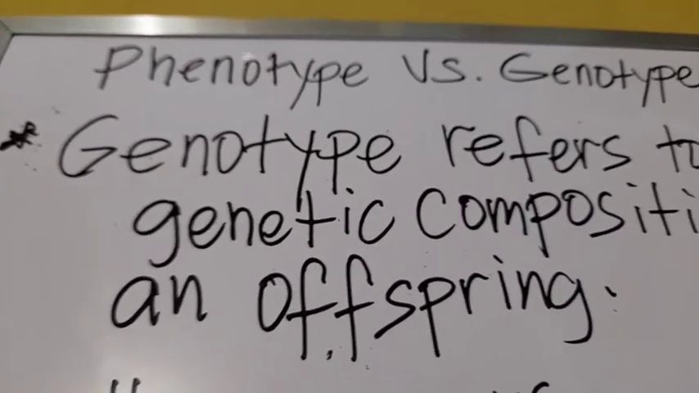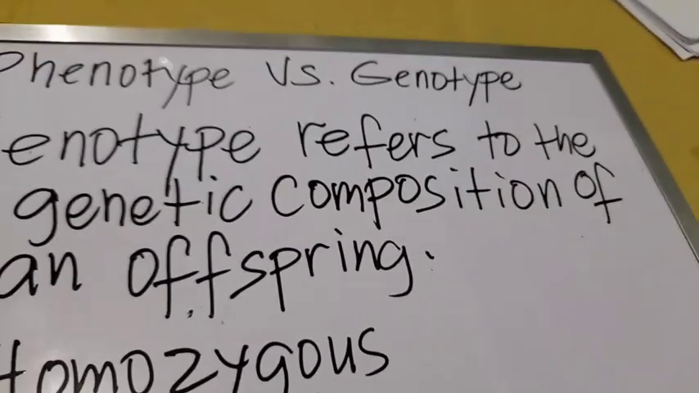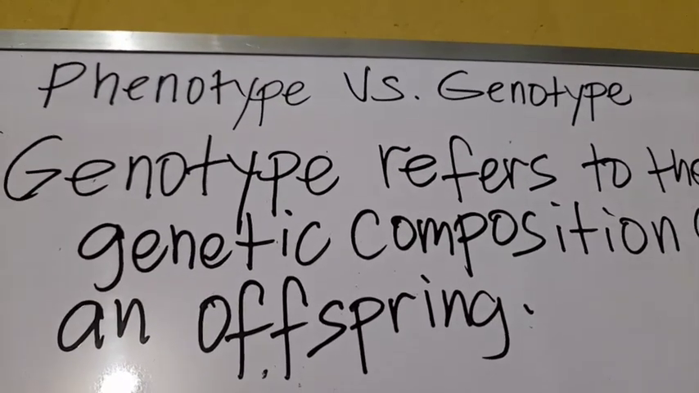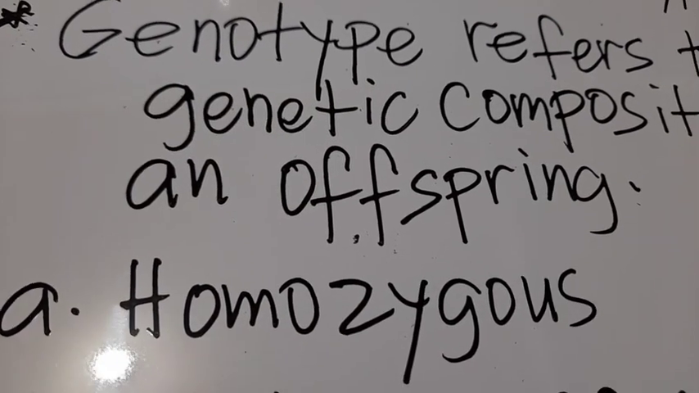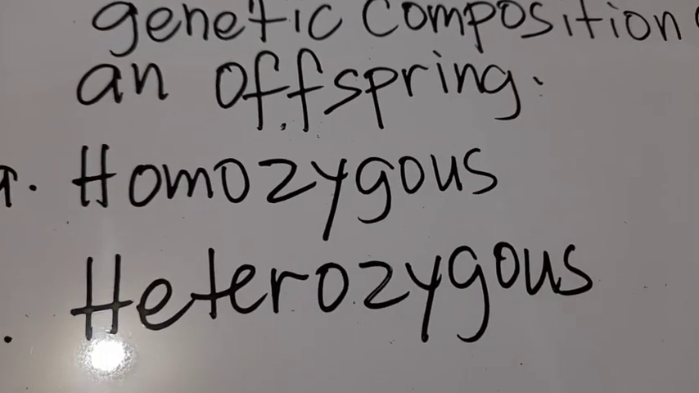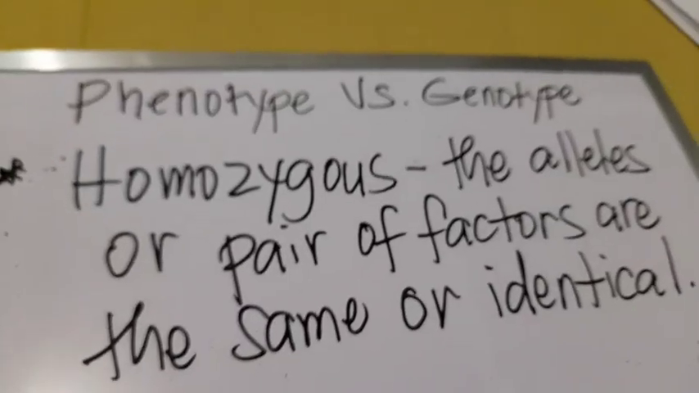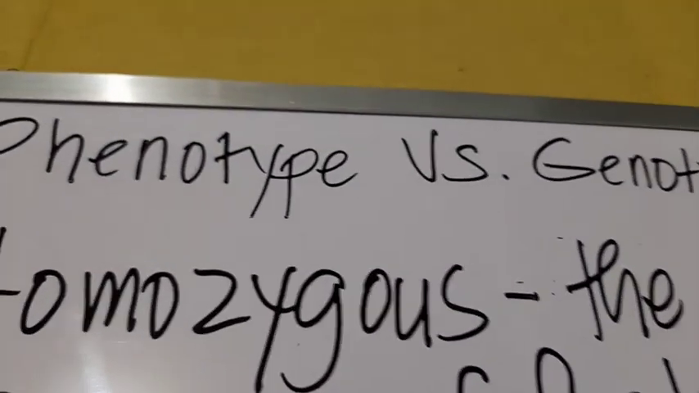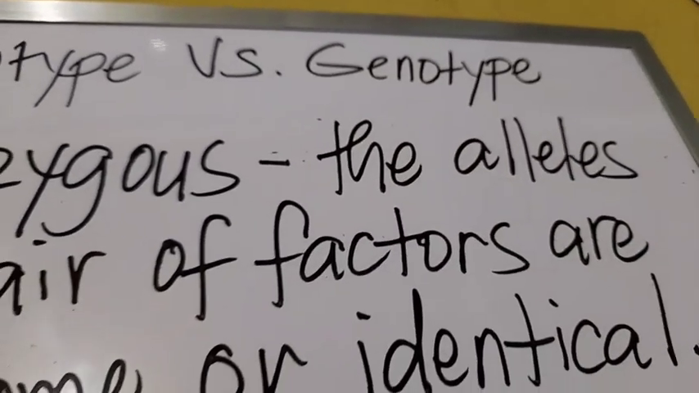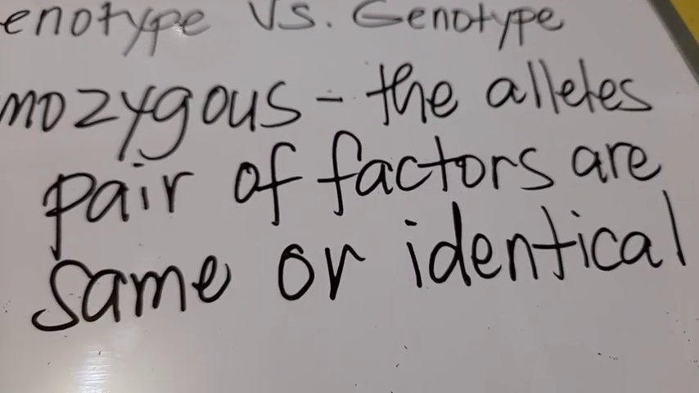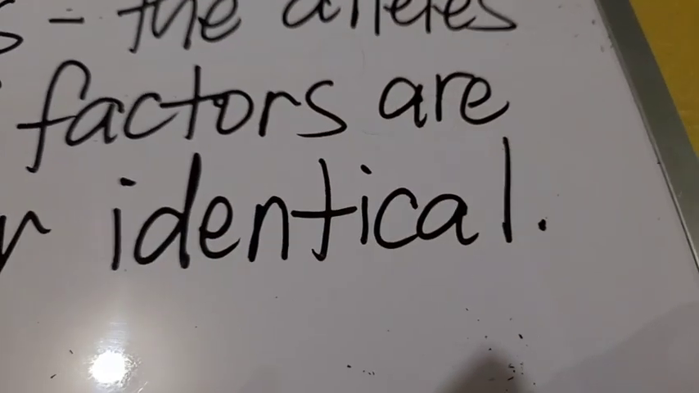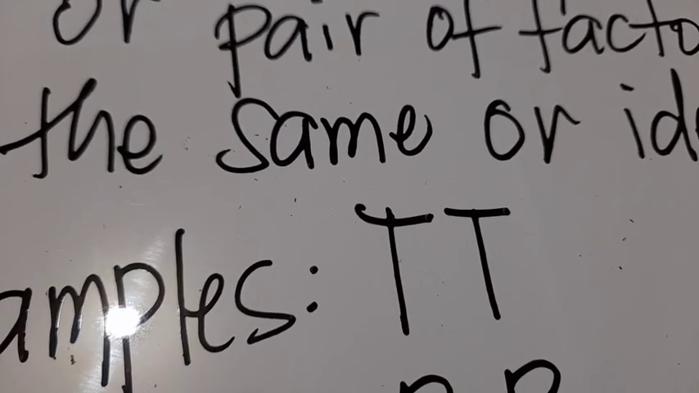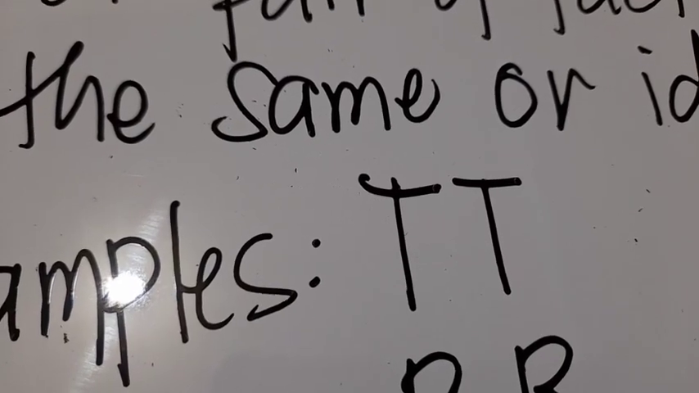Meanwhile, genotype refers to the genetic composition of an offspring. So there are two types of genotypes. You have the homozygous, and the other one is the heterozygous. So when we say homozygous, the alleles or the pair of factors are the same. So they are the same or they are identical. So when we say homozygous, the alleles are identical.